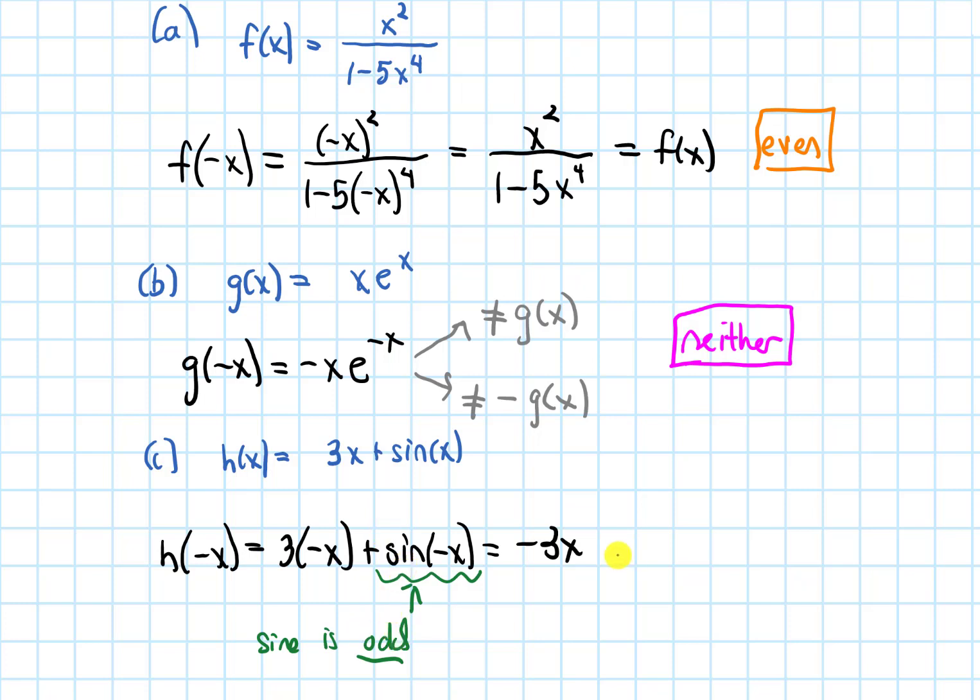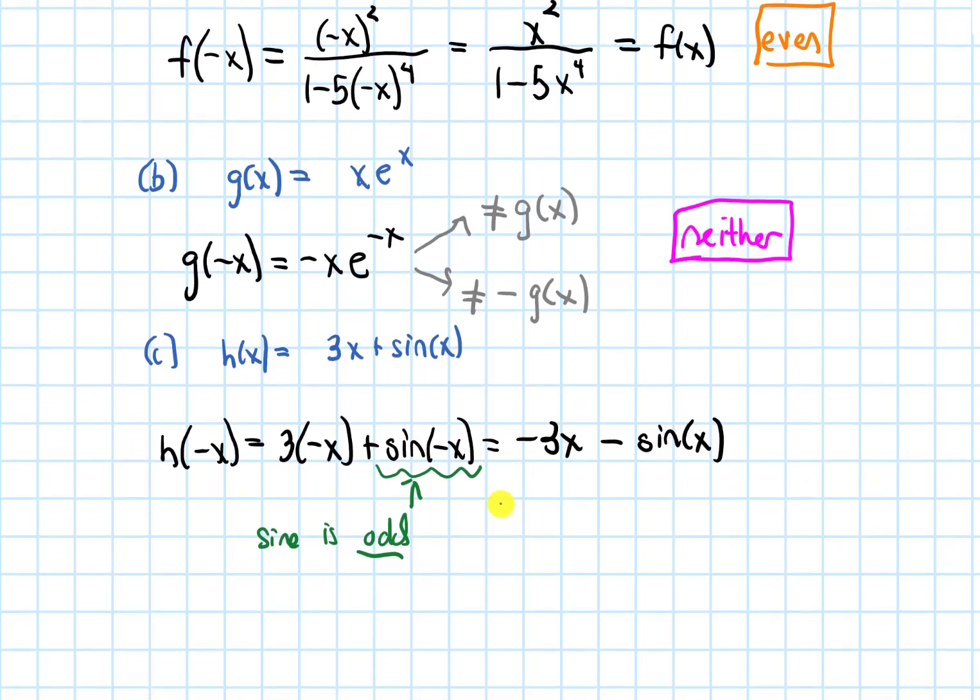Okay, and that means sine of negative x is, I can move that negative in front because it's an odd function. It's negative sine of x. Okay, and with this, I can factor a negative out and get negative times 3x plus sine x. So this is just a negative in front of the original function, in front of h of x. And that's the definition of an odd function. So this function is odd.